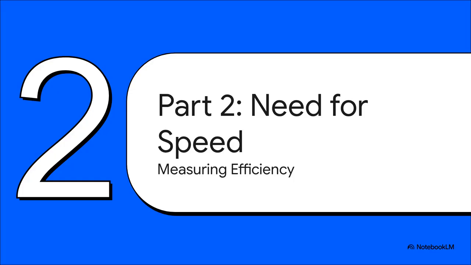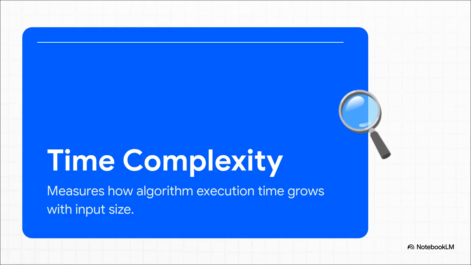Okay, so we've got this idea of fast and slow. But those words are kind of subjective, aren't they? In the world of computer science, we need a really precise way to measure performance that works the same no matter what computer you're on. And we do that with something called time complexity. Now, this isn't about counting seconds or minutes. No, it's all about understanding how an operation scales.